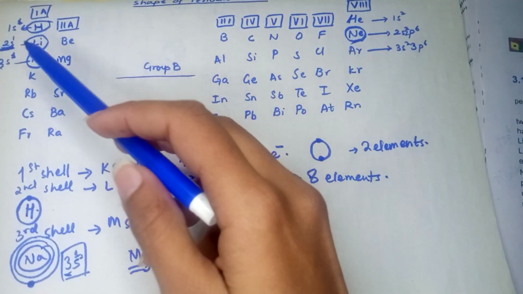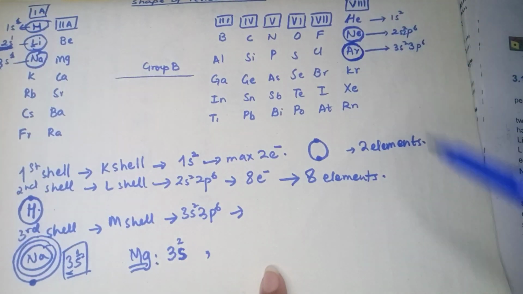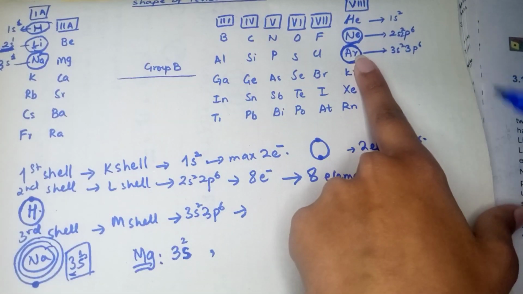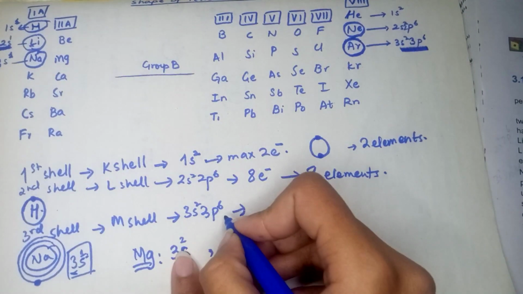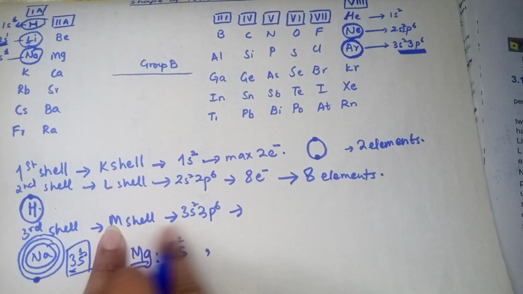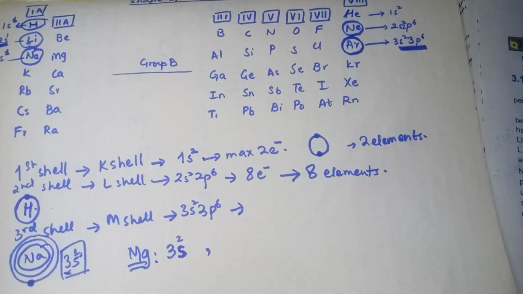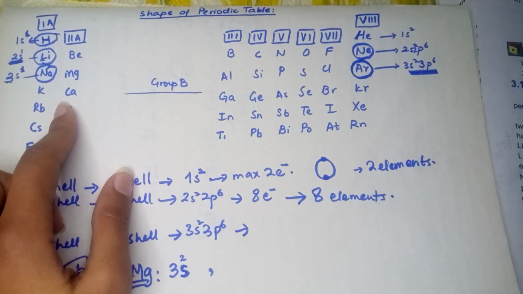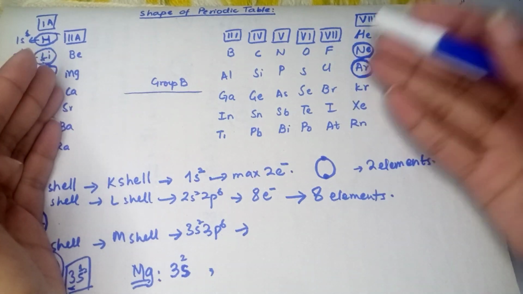Then this third period ends at argon. Starting from sodium, here you can see it ends at argon. And argon would have the electronic configuration 3s2 3p6, which is the maximum configuration the M shell can attain. That is why it would end at this level. So now you got to know why the different periods have different numbers of elements, and why they start from a particular element and end at a particular element.